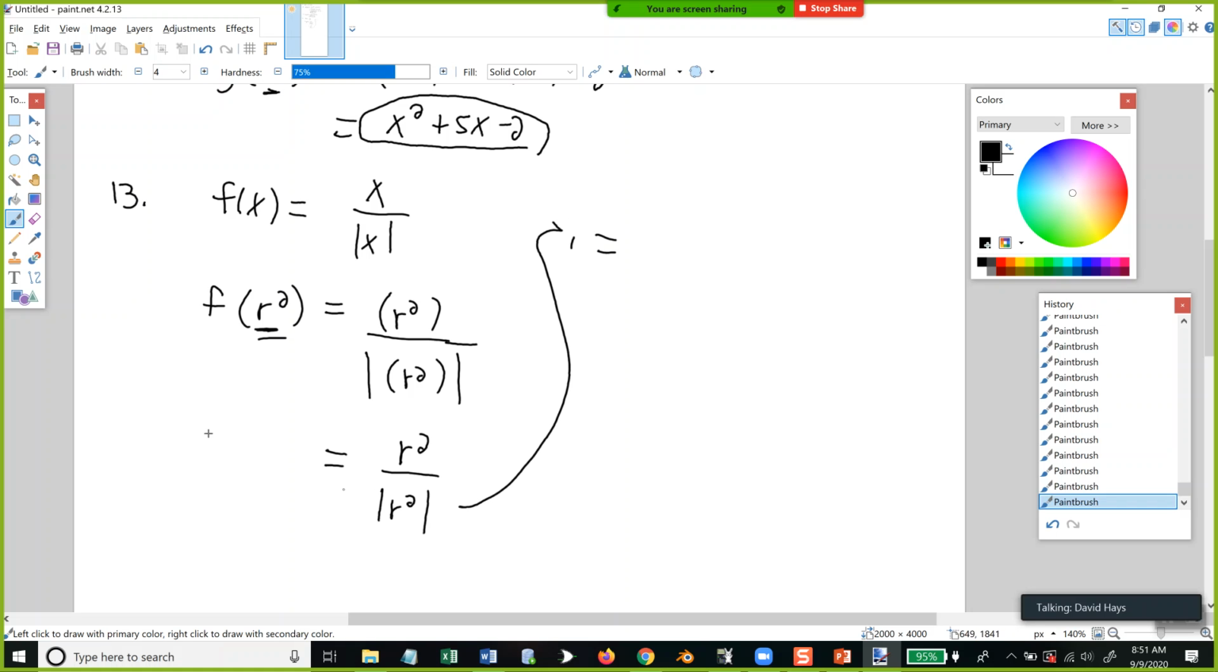Now, when I square something, for example, if I have negative 1 squared, that gives us a positive 1. If I have 1 squared, that gives us a positive 1. So it appears like whenever you square something, it's always positive. Now remember, absolute value's only purpose in life is to make whatever's inside positive. So those absolute value bars aren't necessary. So you can drop them, and when you do that, r squared divided by r squared gives you 1. And that'd be our answer.